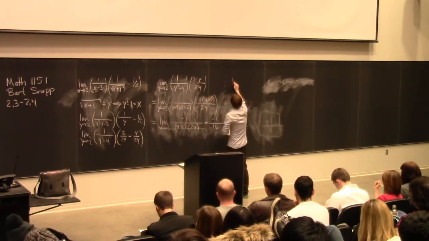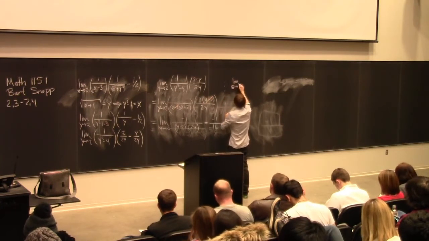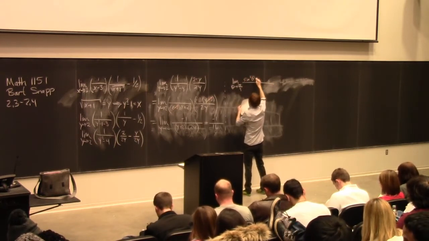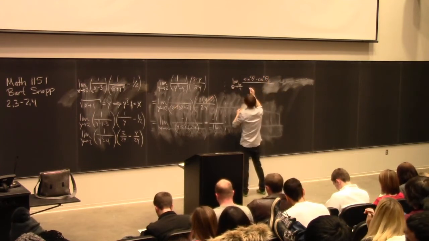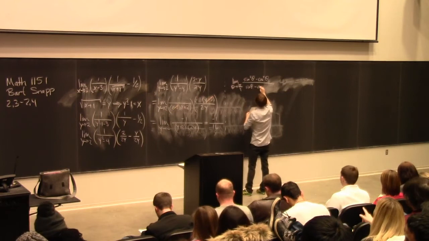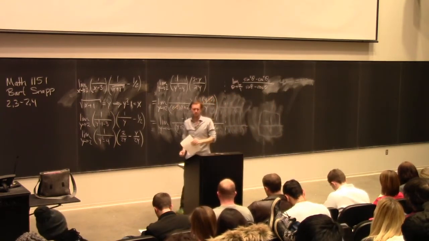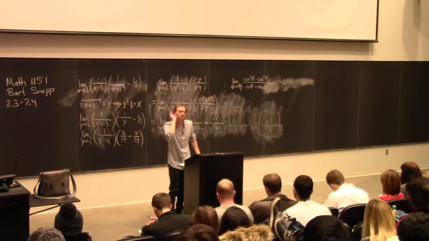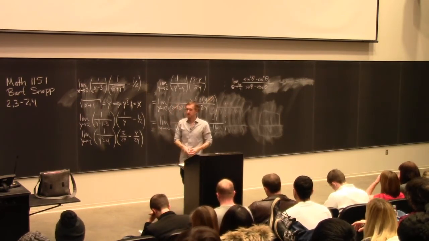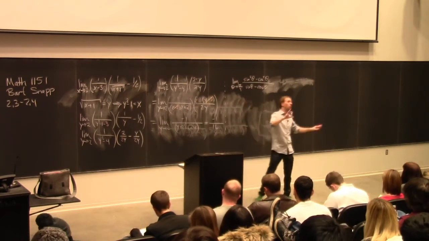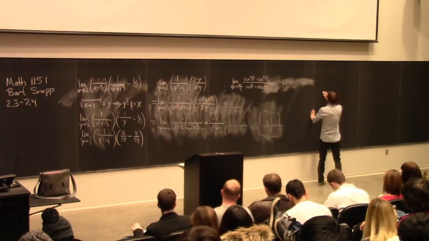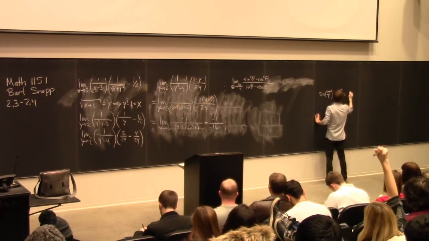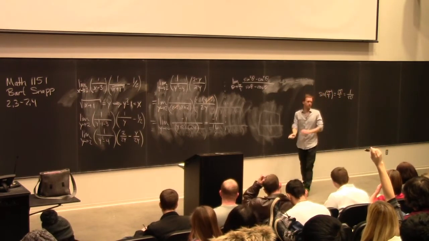How about this one? Limit as theta goes to pi over 4 of sine squared theta minus cosine squared theta, over sine theta minus cosine theta. What's sine of pi over 4? Pi over 4 is 45 degrees. That's right. Root 2 over 2 or 1 over root 2. It's the same number. Okay? Sine of pi over 4 equals square root of 2 over 2, which is equal to 1 over root 2.